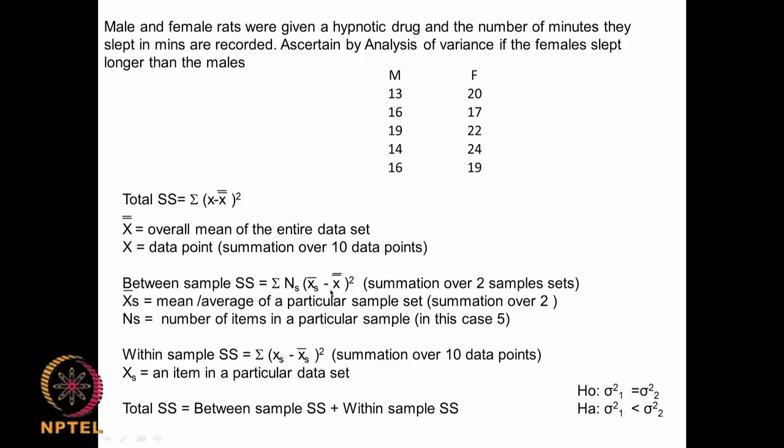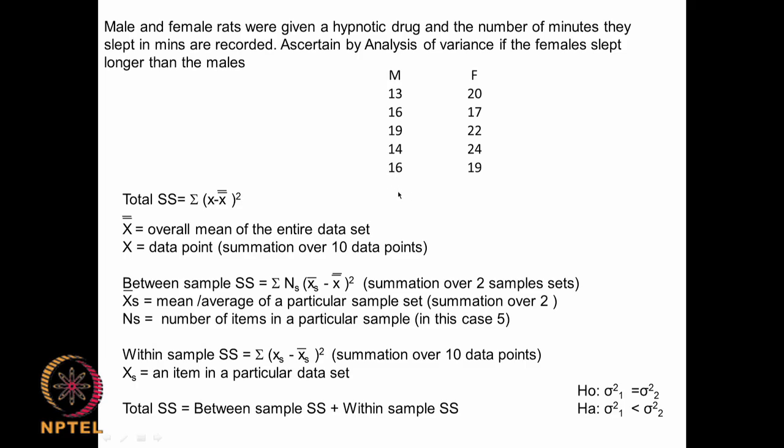Now, how do I calculate within sample? Sometimes I need not calculate it directly, because in this particular case total sum of squares minus between sample sum of squares will give me the within sample sum of squares. The degrees of freedom for this will be 8, because total will be 10 minus 1, 9, between will be 2 minus 1, 1. So, 9 minus 1 is 8. How do I calculate within sample sum of squares? It is quite simple. Within sample sum of squares, I will subtract from each one of these terms here, and then square it up.